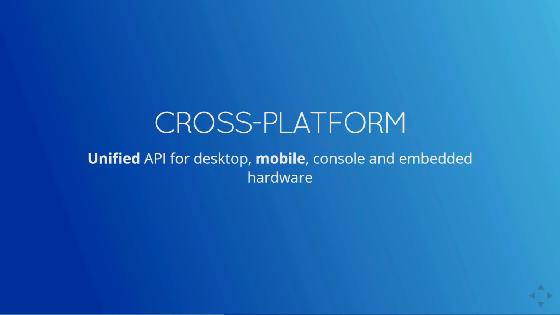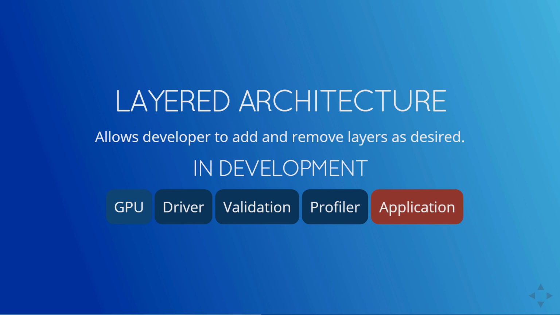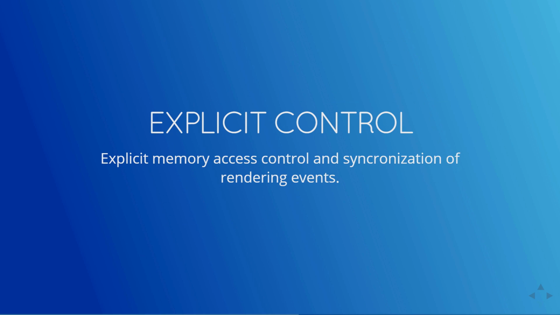Vulkan was designed with cross-platform in mind. The API works on desktop, mobile, and embedded hardware with minimal variation. Vulkan introduced a new layering system, allowing developers to add and remove layers as needed. For example, validation and profiling layers can be added during development, which can be removed in production environments. Developers now have full control over memory access and synchronization of rendering events. You can now take full advantage of all CPU cores to generate and submit tasks to the GPU.